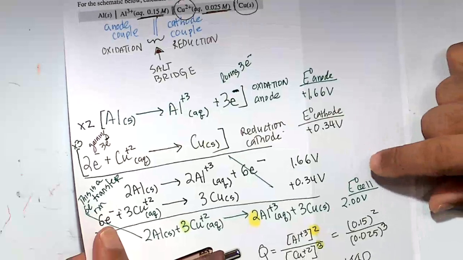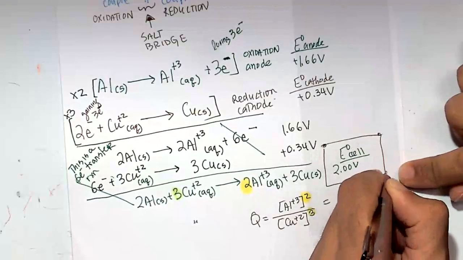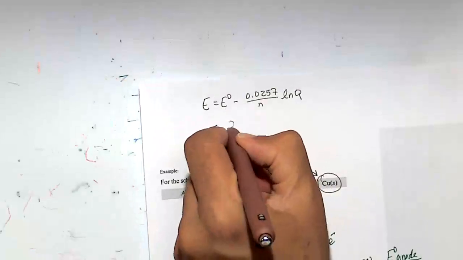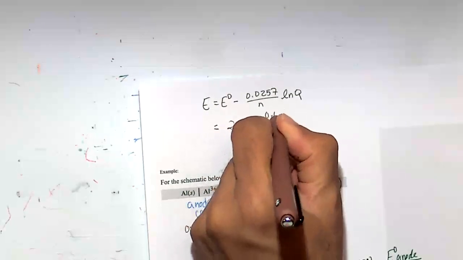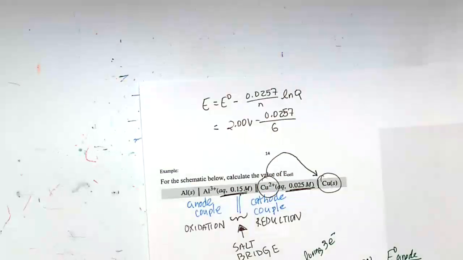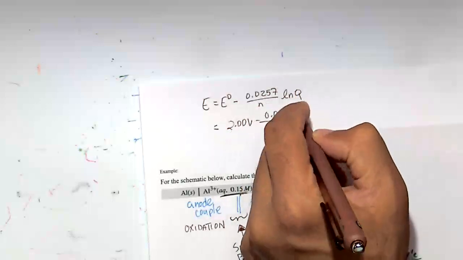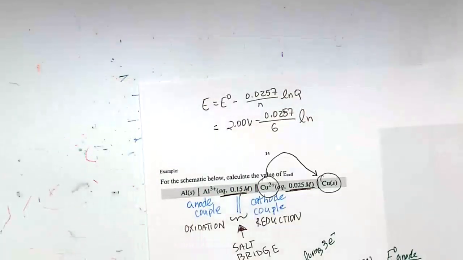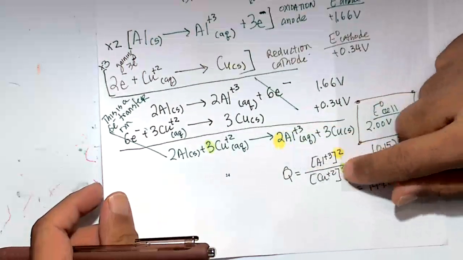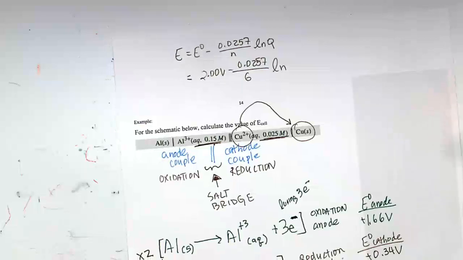And now we will solve for this. E naught is 2 volts, minus 0.0257 over n. This is a 6-electron transfer reaction, so n is equal to 6. Natural log of Q, products over reactants. Don't forget the square for the 2 and the cube for the 3 coefficient, and that is 1440.